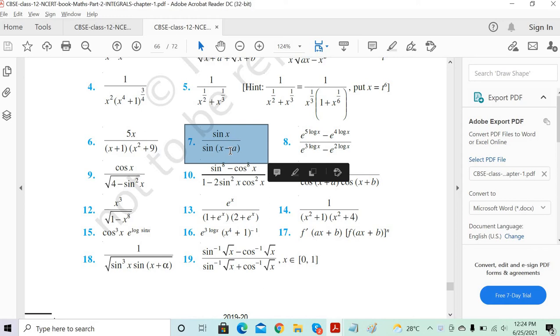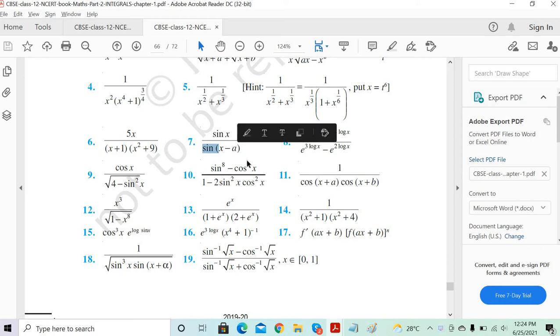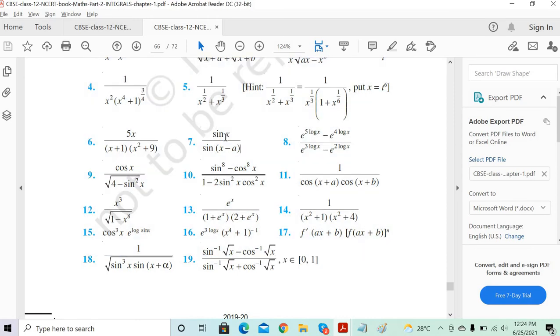So you need to remove this denominator x minus a. You have to eliminate this denominator so that it becomes a simpler form. How to do that? Take x minus a as t. That you can also do, but then the denominator will become sin t. Or you can just go simple.